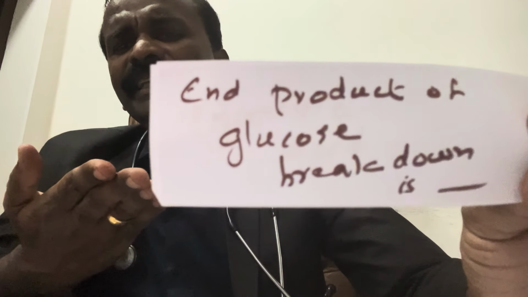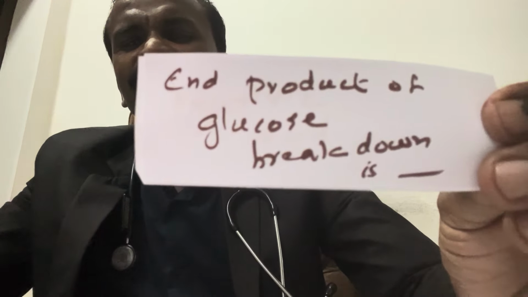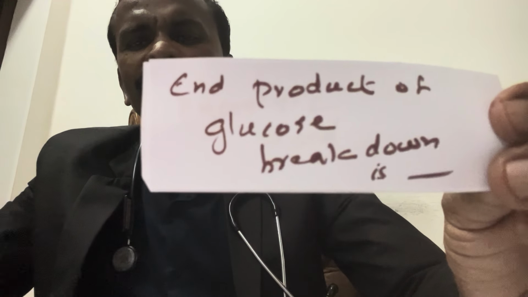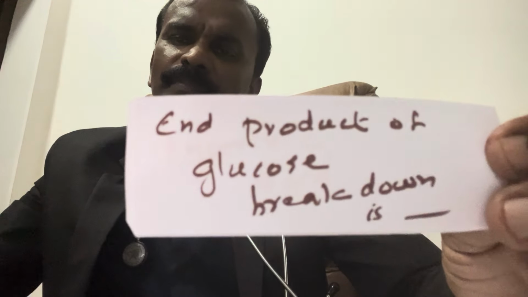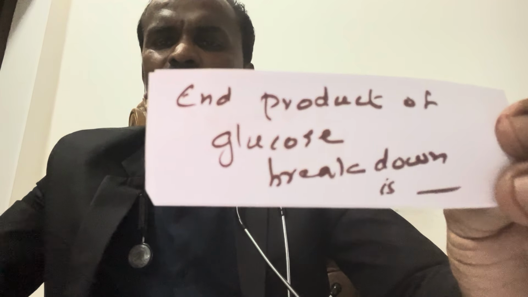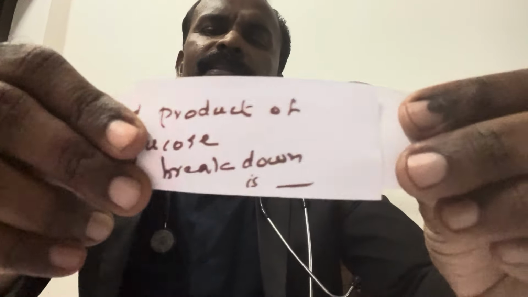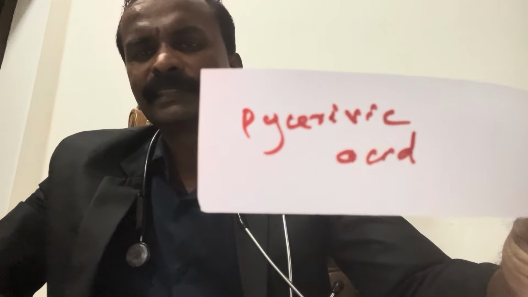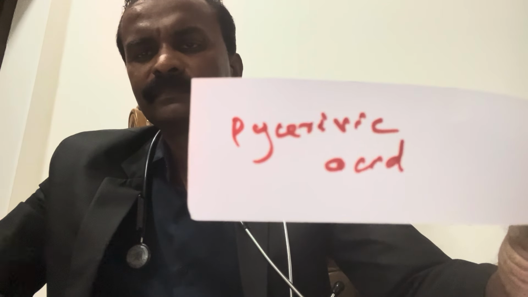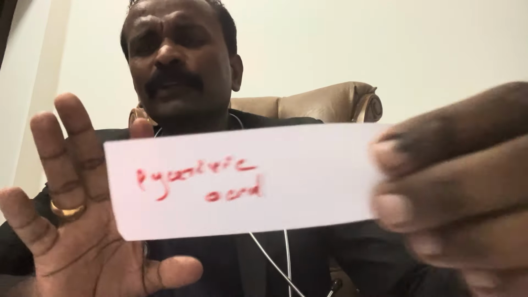This is a repeat NEET question. So many times they have asked: the end product of glucose metabolism is pyruvic acid. So even if you forget pyruvic acid, remember the question. This is how you should prepare for NEET. If you forget pyruvic acid, remember the question.